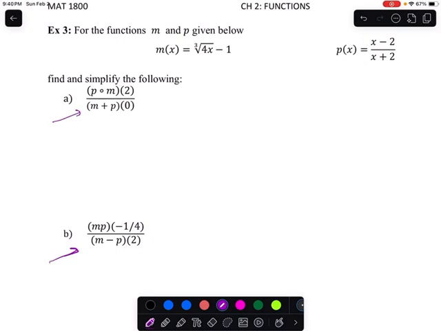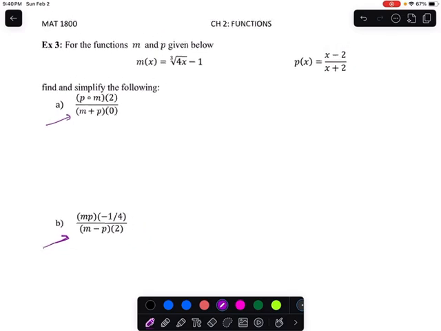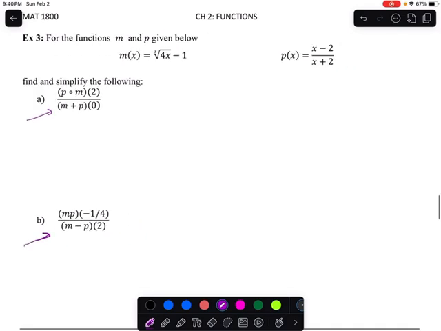For part a, we have a top and a bottom. So we work with each of them and then we simplify or combine. So the top is P composed with M of 2, which is nothing but P of M of 2. Notice here that P of M of 2 means first we have to find the M of 2.